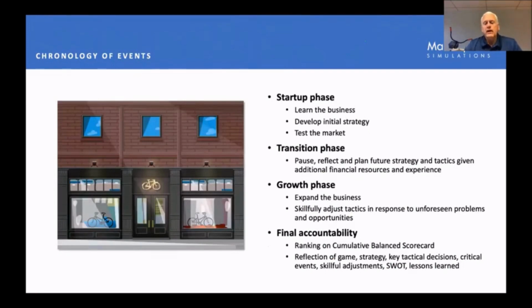The normal chronology of all the marketplace simulations, they start with a startup phase where the students will learn the business. You'll go through that. And after studying the market research and what your costs are going to be, you'll develop an initial strategy and go into the market to test it and see how the market responds.